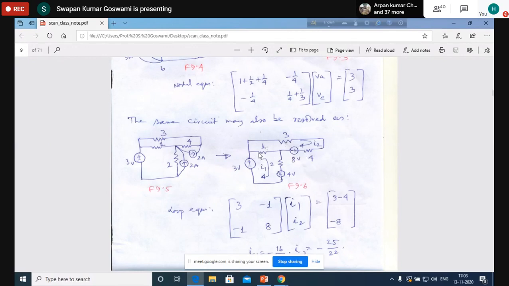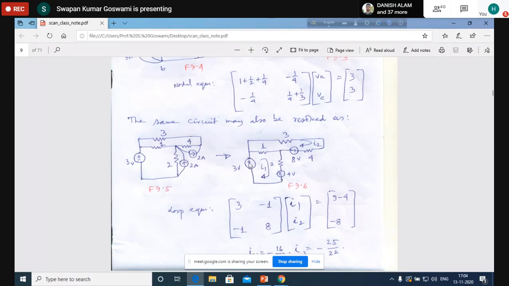These are the resistances in loop 2. So 3, 4, 7 plus 1, 8 is the self impedance of loop 2. I1, I2 are the loop currents. And what are the sources in loop 1? 3 volt source, and we have 4 volt source here.